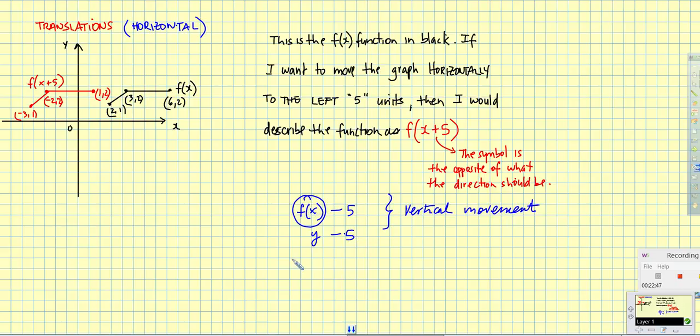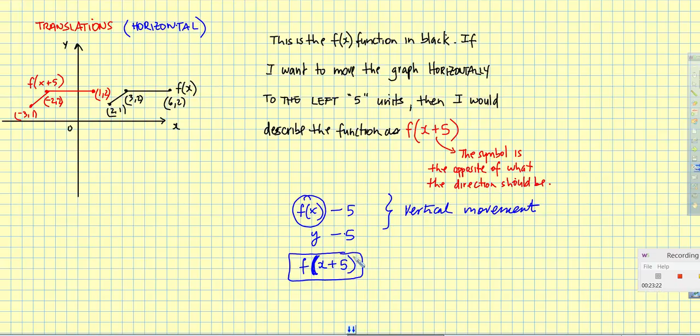If I want to express a movement of the x values, then what I'm going to have to write is f of x plus 5. Now, why are you going to say plus 5 if it's going 5 to the left? Because the symbol will always be in the opposite direction of what we say it's going to be. So if I'm moving the graph 5 units to the left, when I'm expressing that algebraically in the function, it means I'm doing f of (x plus 5).